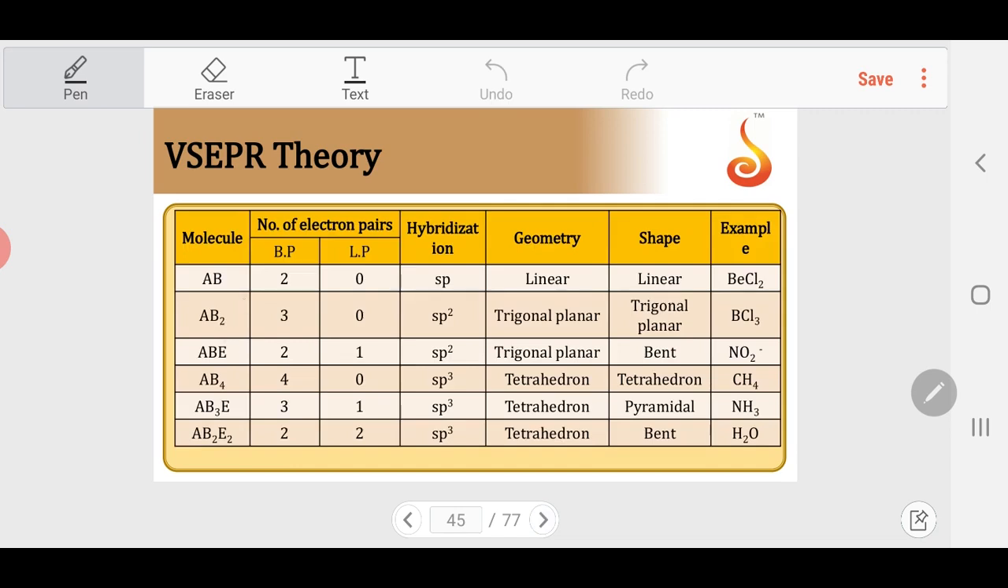So first I will take molecule AB. So AB means two atoms bonded to each other with one bond pair. So 2 bond pair, 0 lone pair. So central atom is going to be sp and linear. AB2.